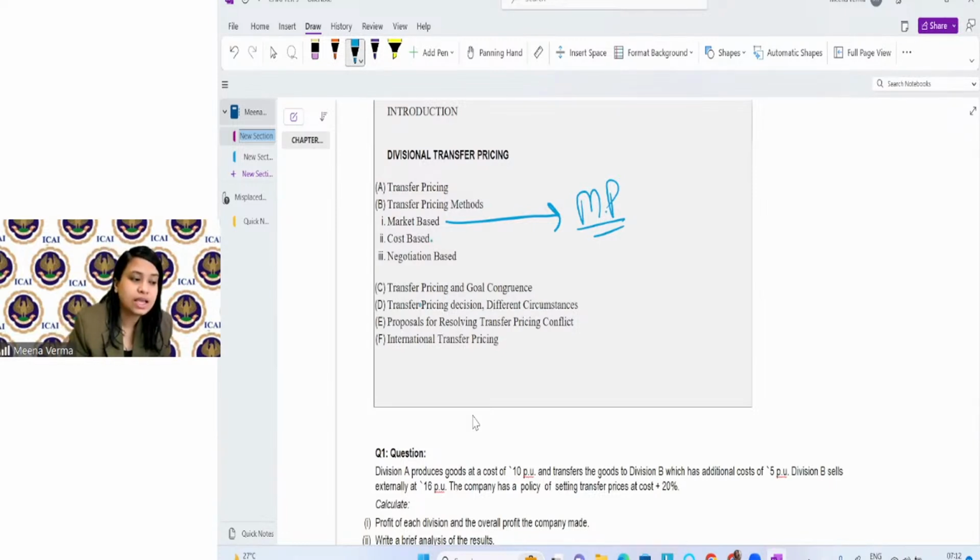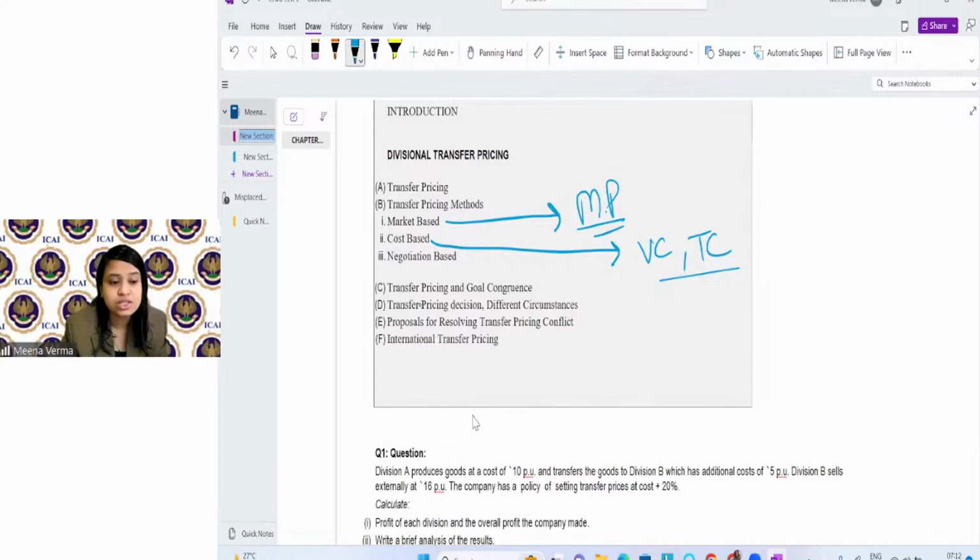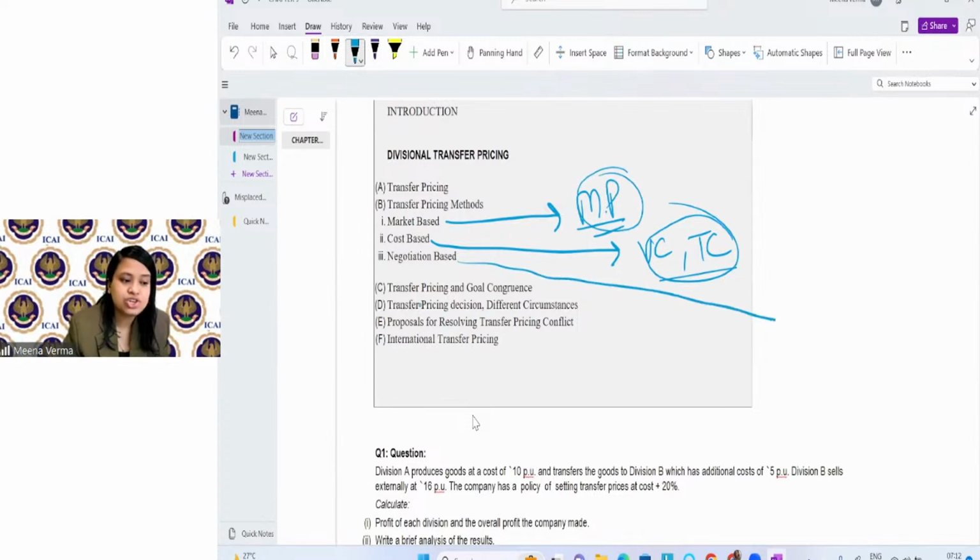And the second one is what? On the basis of whatever the variable cost or the total cost you're incurring, on the basis of cost, you're transferring the goods from one department to another department. Very easy. These are very easy things, right? The point is the negotiation base.